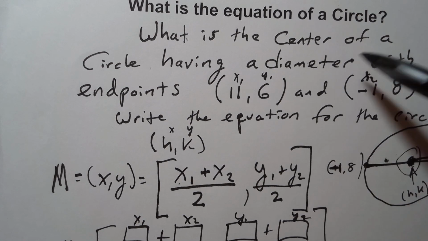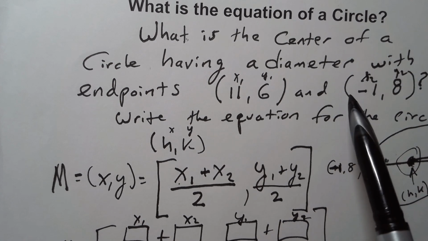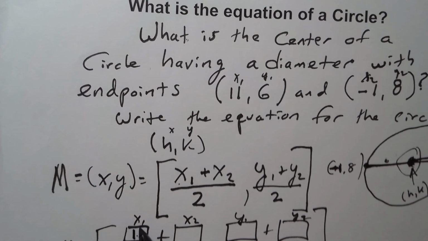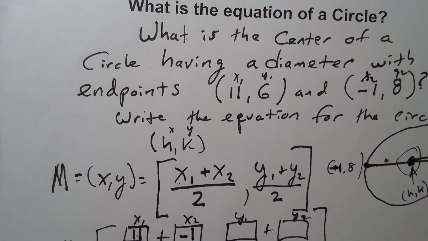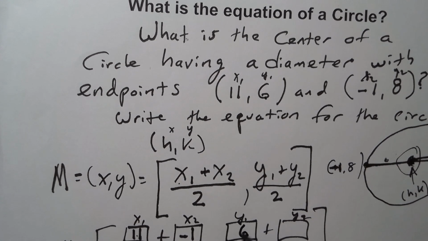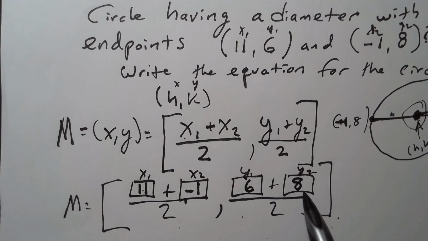You could have done it the other way around, but we just need to make sure we choose and keep it organized. So our x1 is 11, so I'm going to fill that in the box here, and our x2 is -1. And then our y1 is 6, and our y2 is 8. So far, so good. All we've done is fill in our boxes. Now let's do some addition.